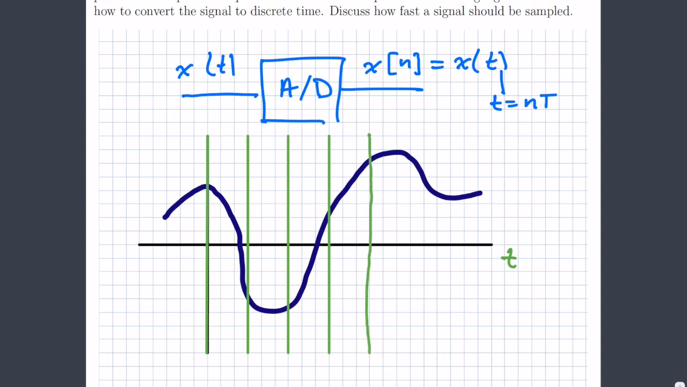In the problem statement, I wanted you to be able to identify what the sampling portion of the A to D conversion process is. Well, this is it. All of these are spaced apart by capital T, and then we sample. The red dots would indicate ideal sampling.